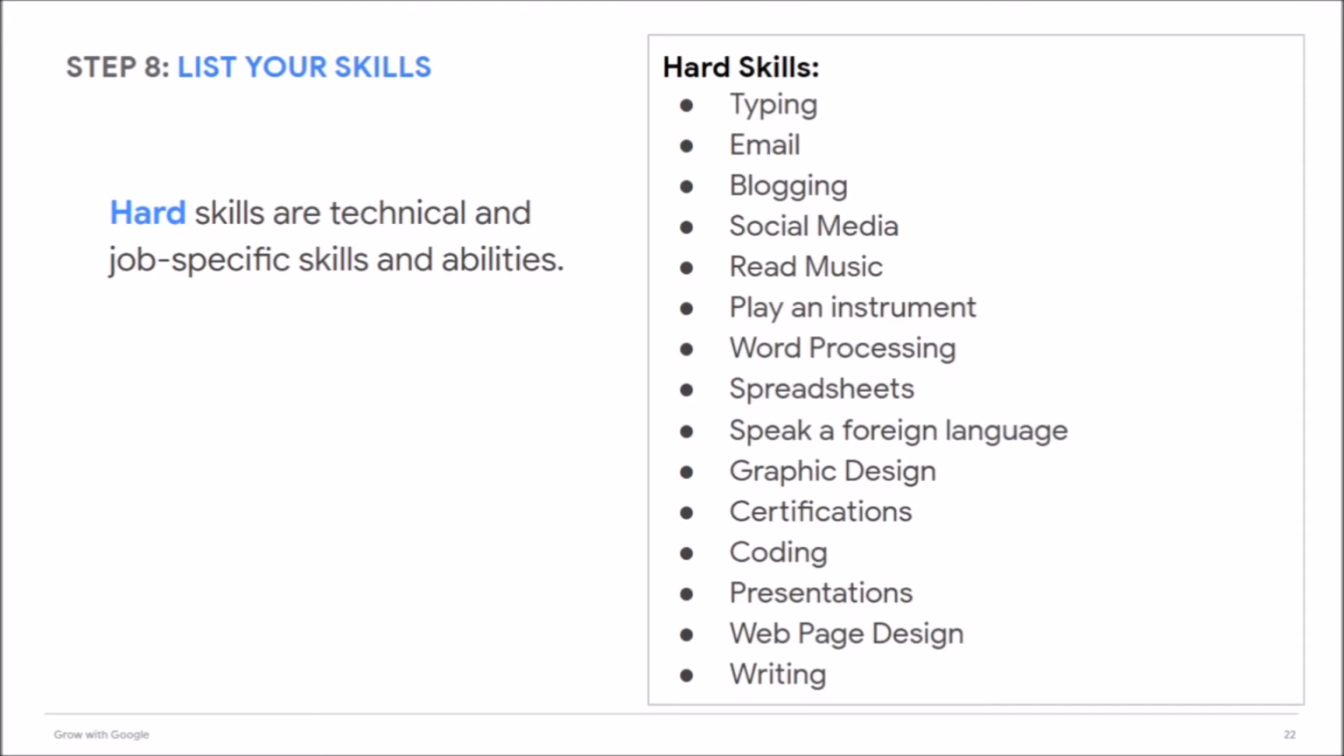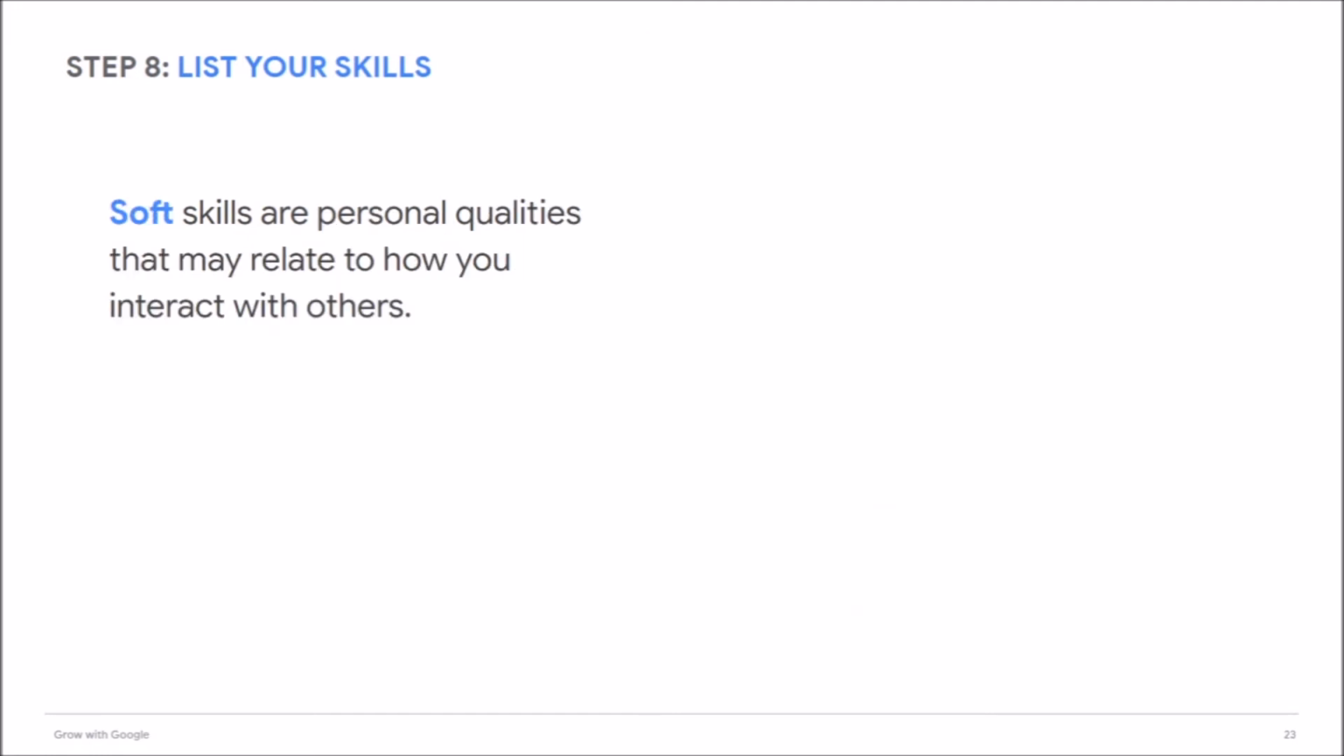Soft skills are personal qualities that may relate to how you interact with others. Soft skills include effective communication, problem solving, relating well to people, or being cooperative for a team player. Now pause and think about what you're good at. List a combination of 5 to 7 hard and soft skills. If you need help thinking of skills, open a new tab and search the internet for examples.